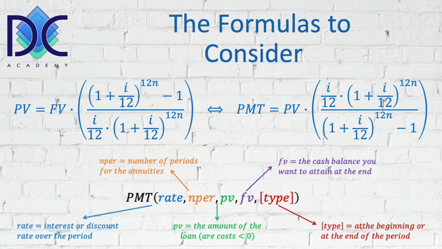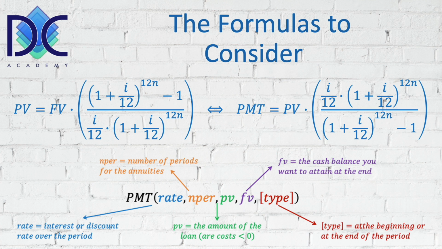The number of periods is 12 times n, 12 times the number of years. We have the present value, that's the investment we did today, so the amount that we were lending to buy the house. The future value can be used if we say at the end of, for example, a certain period, I would sell the house.